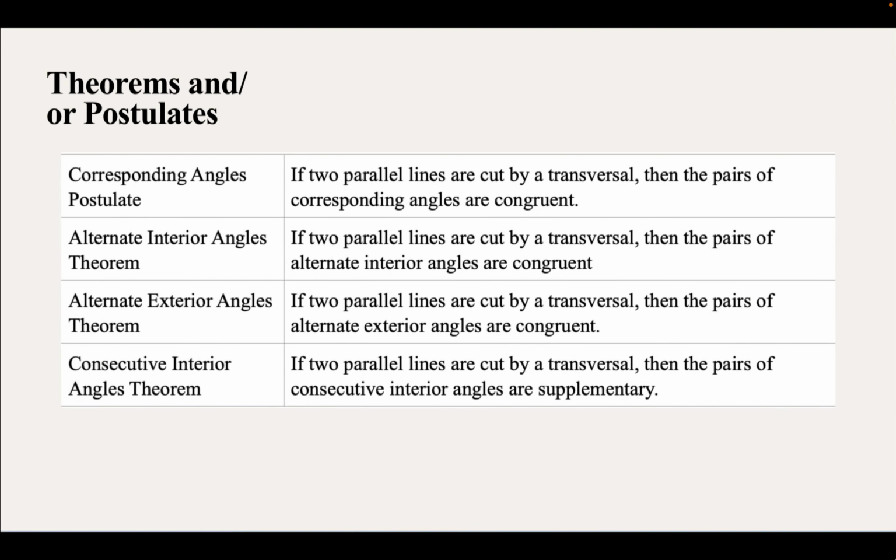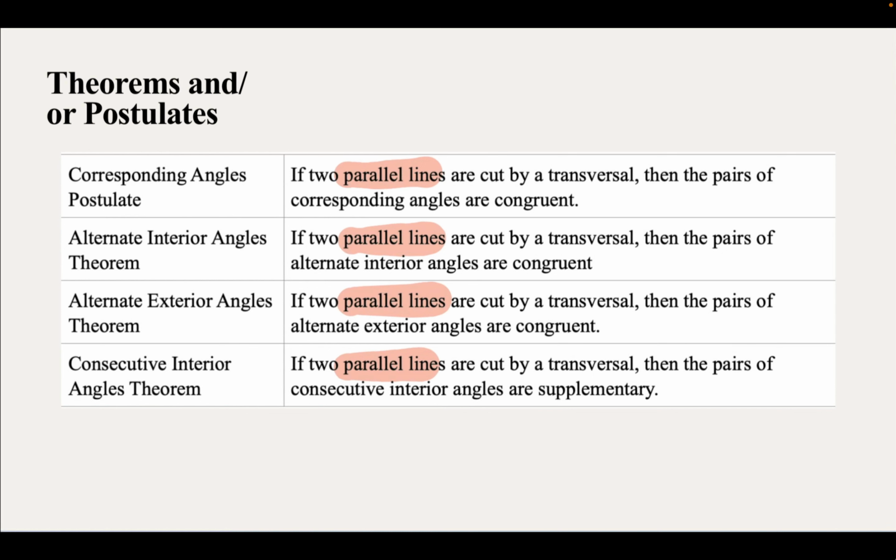We discussed these four types of angles in a previous lesson, but we talked about how to identify them in that lesson. This time, we are specifically talking about these angles when the lines are parallel. That's the difference here. When the lines are parallel and they're cut by a transversal, what does that tell us about these types of angles?